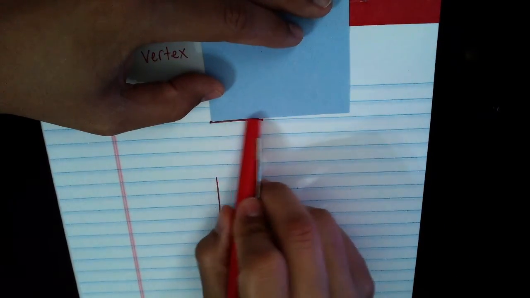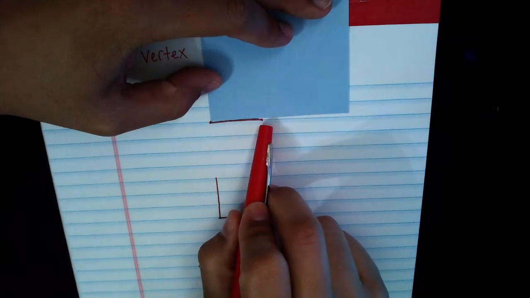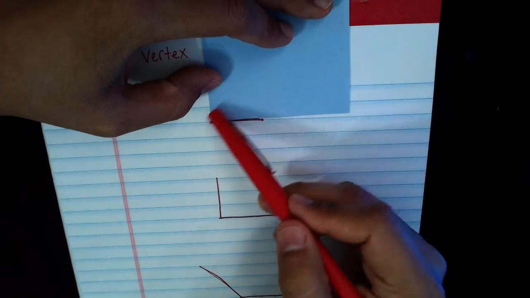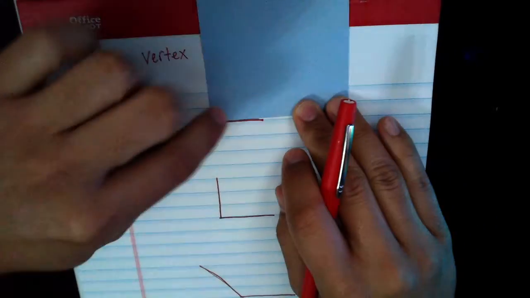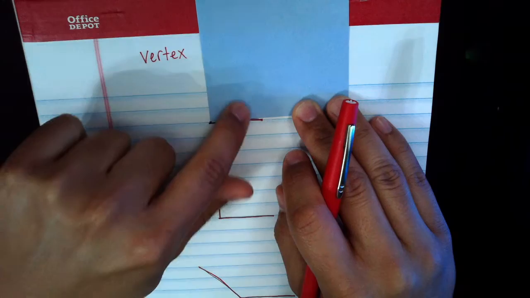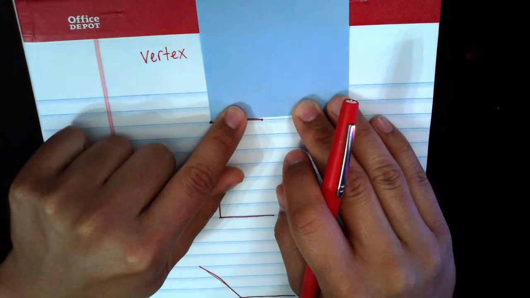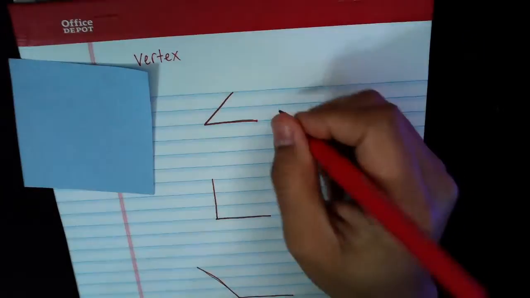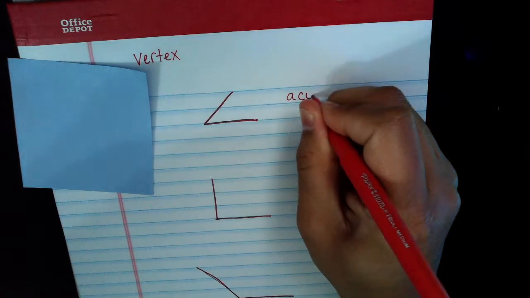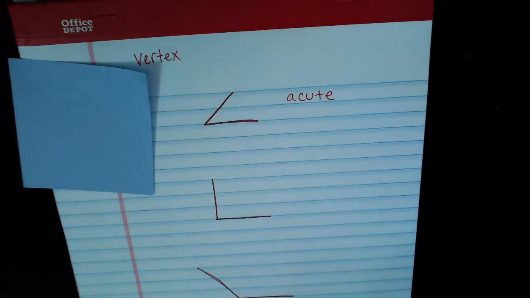Okay. So I can see one line of my angle, but I can't see the other one. It gets covered up. It's too small for my sticky note to fit. If it's too small for the sticky note to fit, then it's an acute angle.